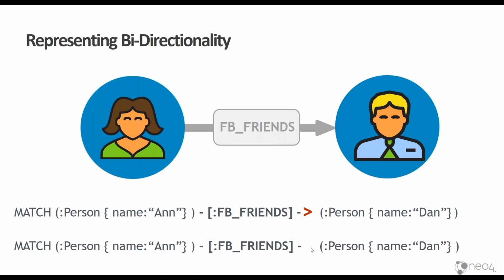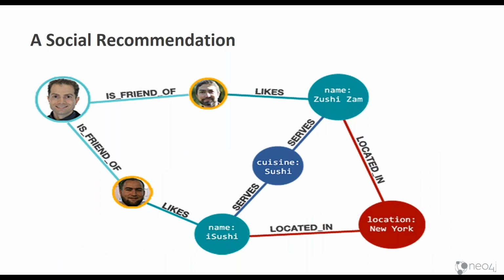Let's try something a little bit more complicated. A social recommendation. So we've got Phil, and he's got a couple of friends. Phil's going to be staying in New York shortly, and he really likes sushi, and he wants to know what his friends would recommend. What restaurants would they recommend in New York?